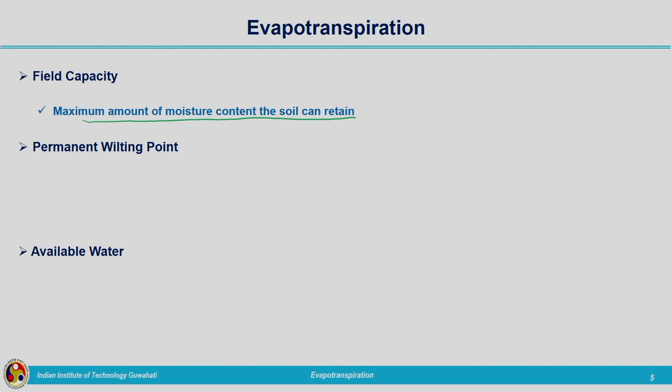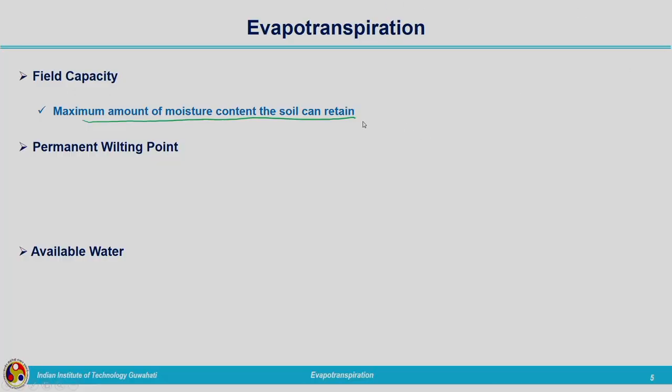The vegetated surface will be watered frequently, and based on that, the water will be stored within the soil, which is termed as the soil moisture. So, the maximum amount of soil moisture which can be stored within the soil is termed as the field capacity. Beyond that, if we are watering again and again, that water will not be stored within the soil, it will be drained out. The second term is the permanent wilting point.